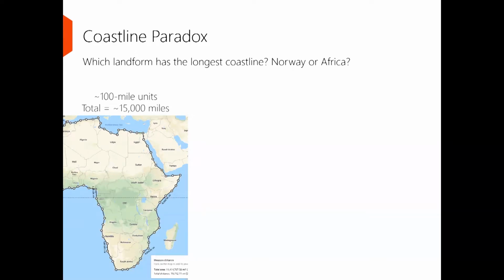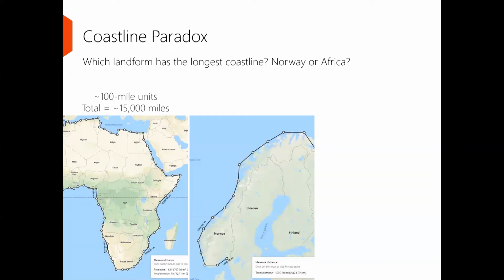So it's big. And I look at Norway and I'm like, there's no way that Norway is anywhere close to having a coastline that long. So I went into Google Maps, I zoomed in, and I used that same 100-mile discriminator length. I measured the coastline of Norway, and lo and behold, I was right. Norway's coastline is much shorter than Africa's. It's 1,500 miles, so it's almost an order of magnitude smaller.